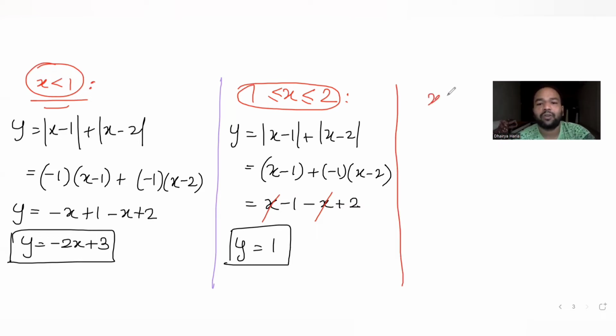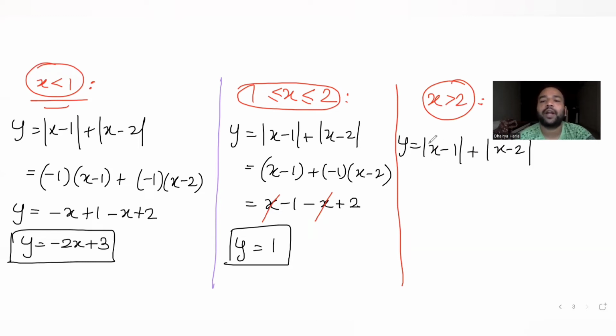And for the third region, x greater than 2, y is again mod of x minus 1 plus mod of x minus 2. If I put x as 3, then 3 minus 1 is 2, so the expression inside the mod is positive and you write it as it is. Here also with x as 3, the expression inside the mod is positive, so you write it as it is. So you get y as 2x minus 3.